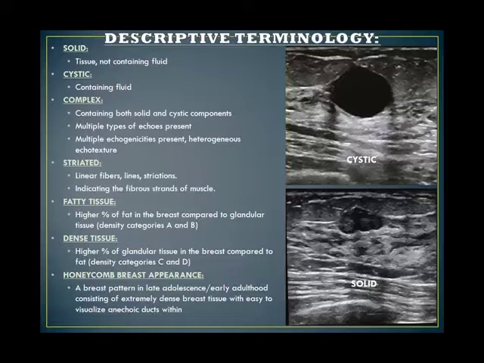So these would be our last two density categories. And then honeycomb breast appearance. That's when a young person has really dense tissue and really anechoic milk ducts. And the anechoic milk ducts and the bright dense tissue, like in this picture here, looks like a honeycomb pattern. And we say usually for younger people just because that's when you tend to have the most density in the breast.